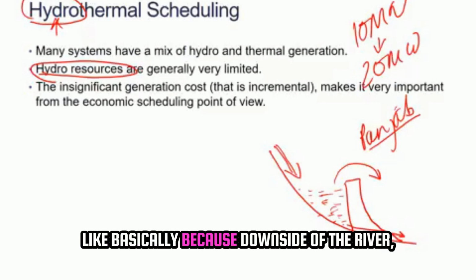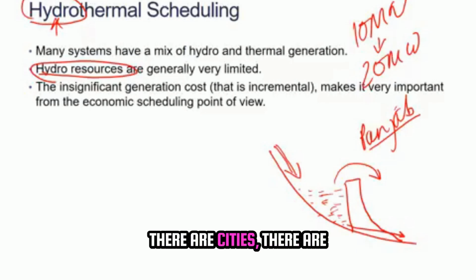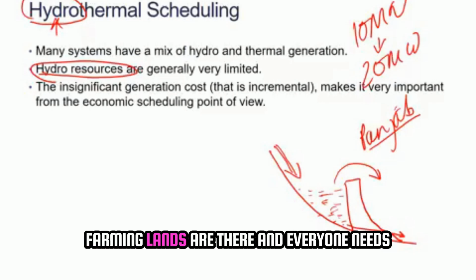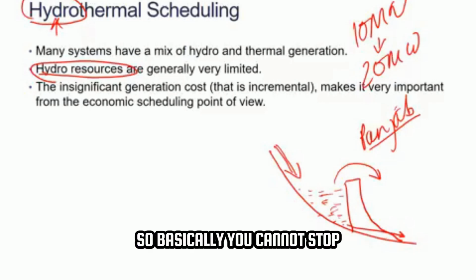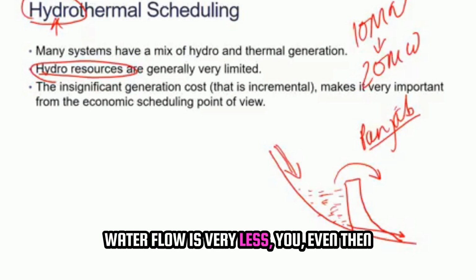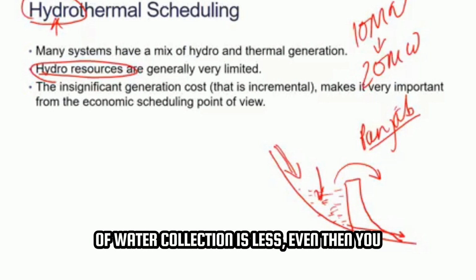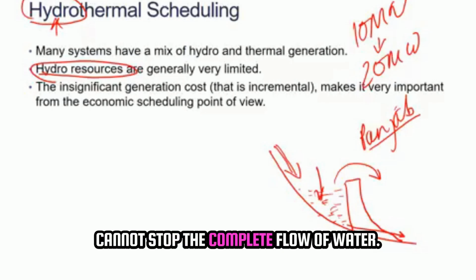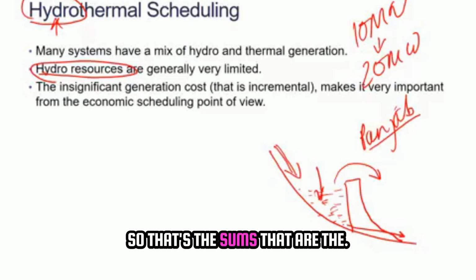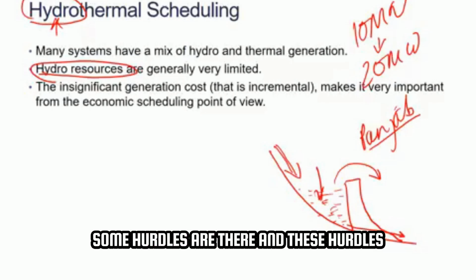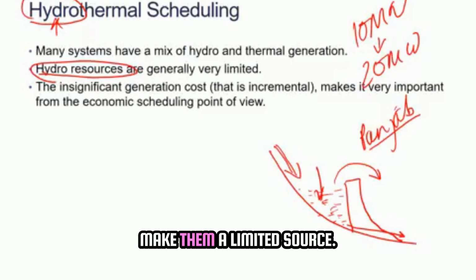Downstream of the river there are cities and farming lands, and everyone needs water for their day-to-day activity. So you cannot stop the river flow completely. Let's say in summer time when water flow is very low, even if your dam's water collection area is small, you still cannot stop the complete flow of water. Those are the hurdles, and these hurdles make hydro a limited source.